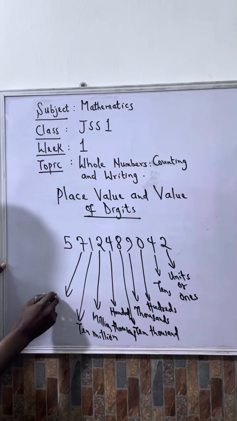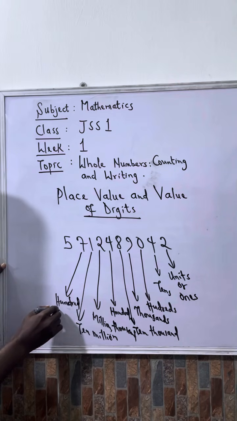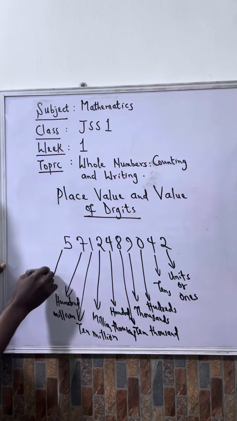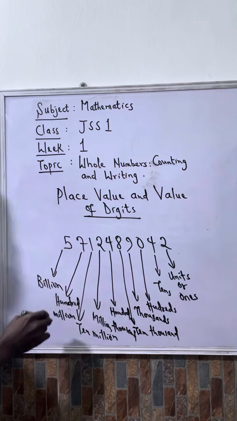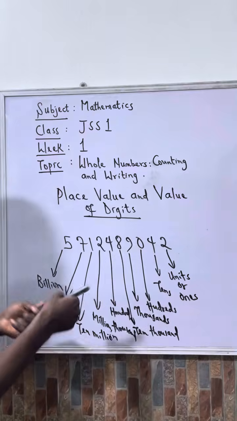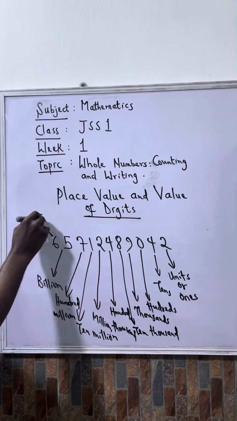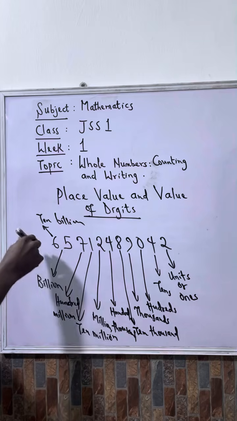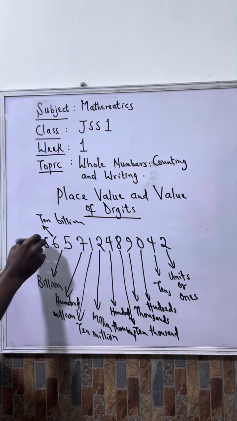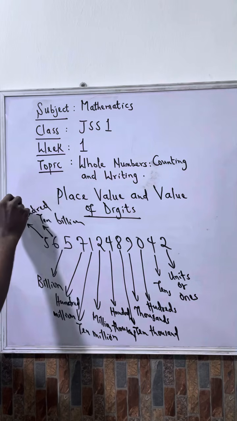This one represents 100 million. Why, this represents billion. Then if I have another one after it, let's say this is 6, this 6 represents 10 billion. The next, if you have another digit after it, let's say 5, this 5 represents 100 billion.